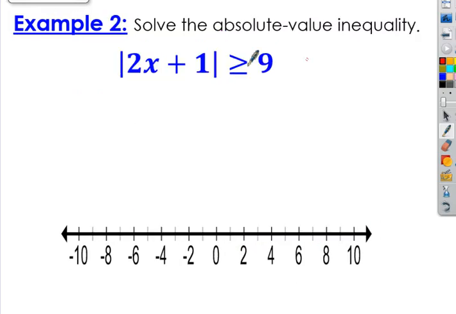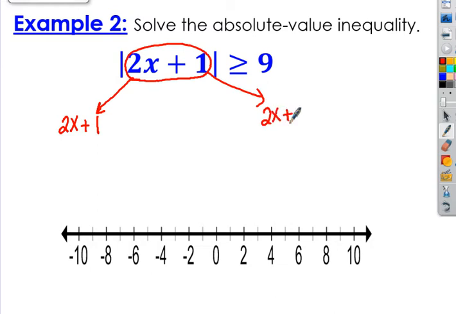Example 2, same thing. What's inside here has to be bigger than or equal to the distance from 0 of 9. So notice that this is going to be bigger than the distance, so this is going to be an OR statement. The first one, the positive one, stays the same. The negative one, you're going to flip this to make it less than or equal to, and now it's going to be a negative 9.